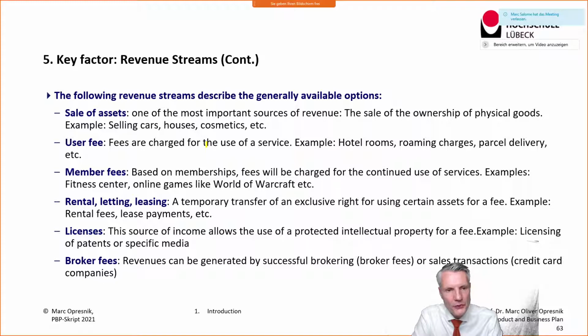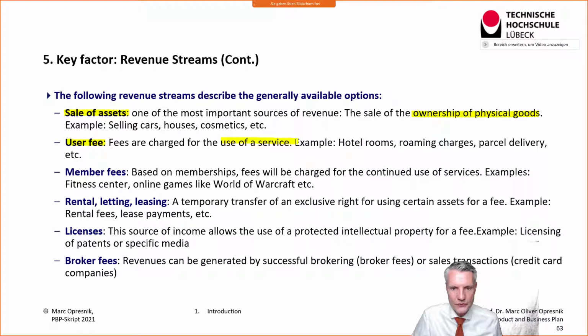And these are the following revenue streams here and the available options. Sale of assets. So one of the most important sources of generating cash. The sale of the ownership of physical goods. Yeah, you're selling cars, houses, cosmetics, beverages, etc. User fee. That is interesting. Yeah, fees are charged on the use of a service.